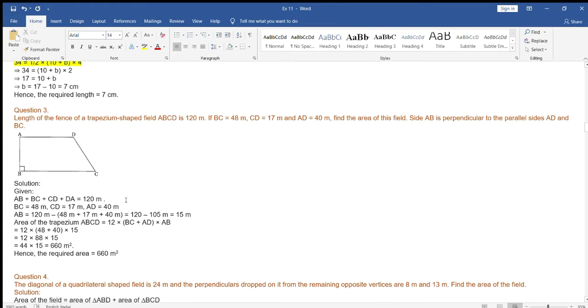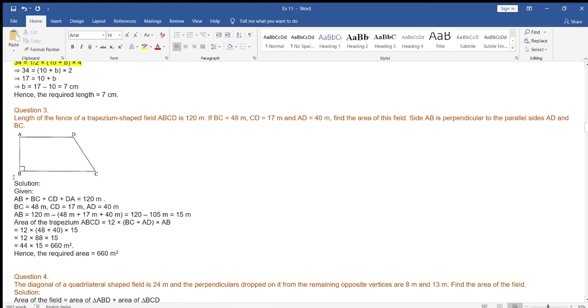Now, question number three. The length of a fence of a trapezium shaped field ABCD is 120. Here the perimeter is given to us, and three sides are given to us. We have to find the area of the field. One more thing is given, that AB is perpendicular to the sides AD and BC, which means AB is the perpendicular distance between these two parallel sides.